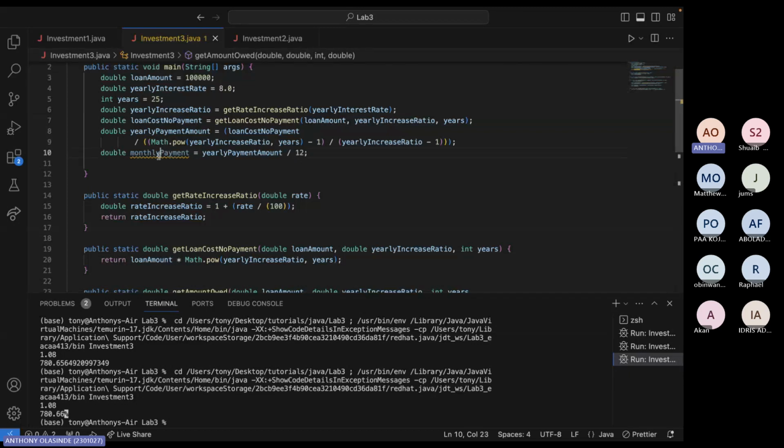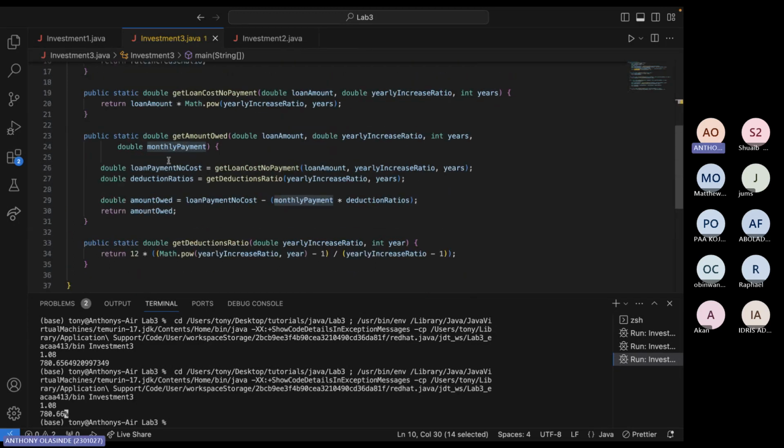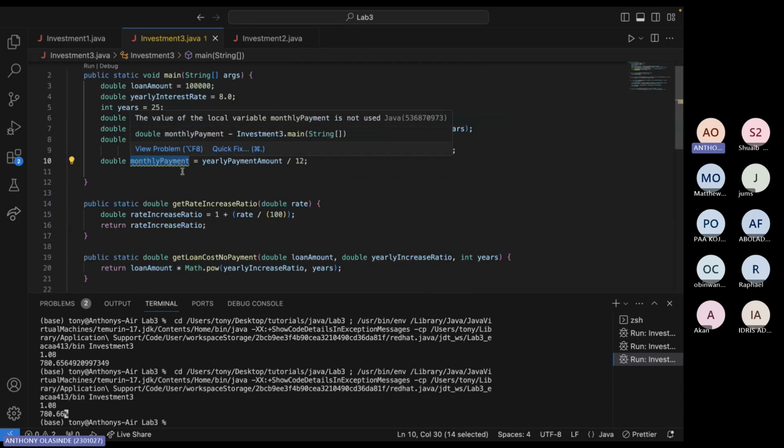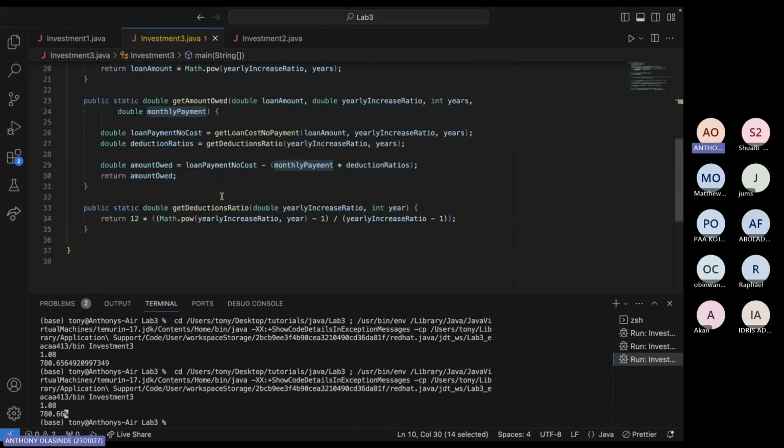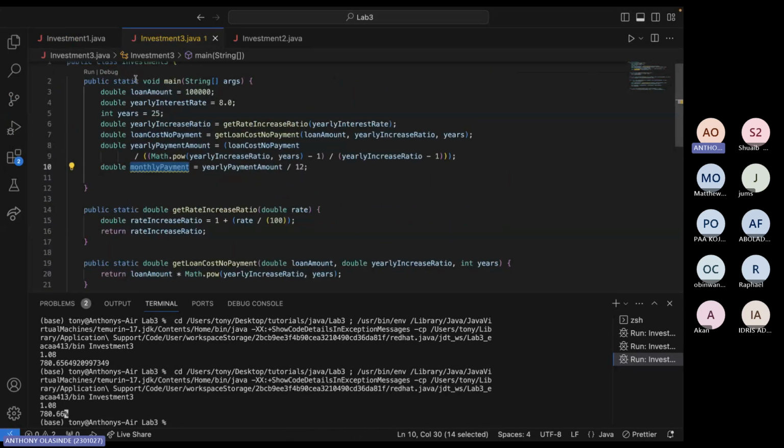Actually, that was what we did because we've done these monthly payment methods before. It's just that everything we've split up like this, we should have done inside the main method first. Then once we do it inside the main method, then we can start.